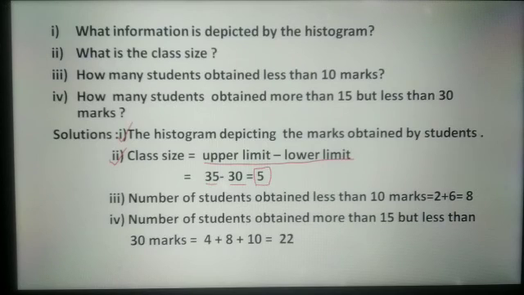Now, how many students obtained less than 10 marks? The number of students who obtained less than 10 marks is 2 plus 6, which equals 8. In the next question, how many students obtained more than 15 but less than 30 marks? The number of students is 4 plus 8 plus 10, which equals 22.